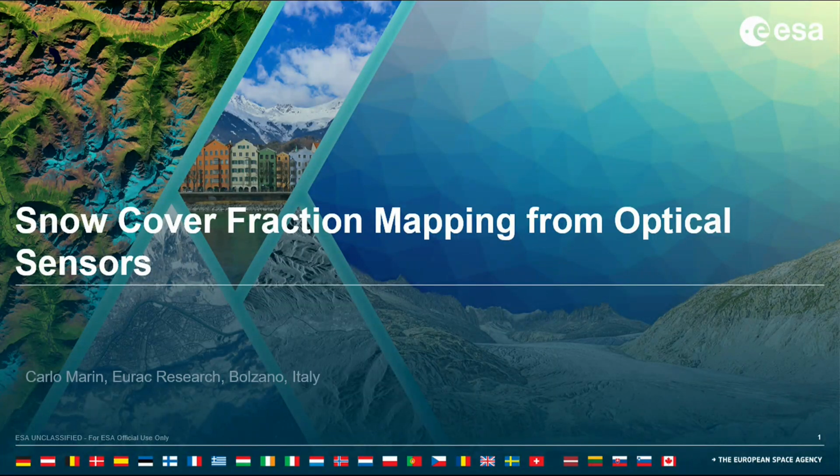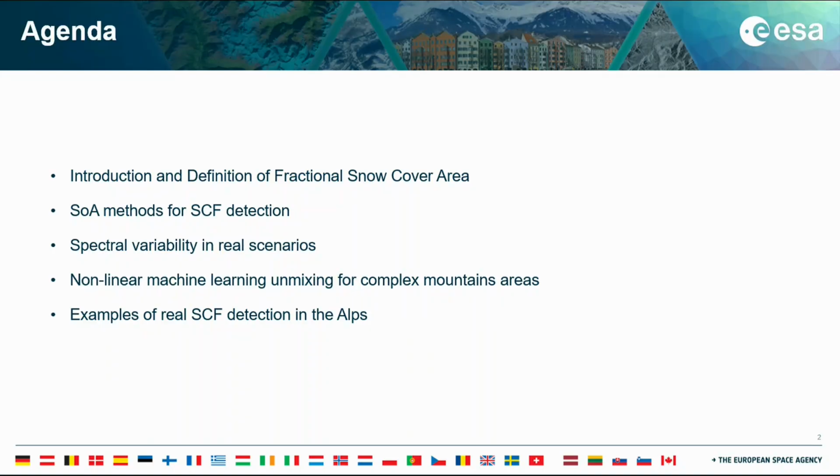And speaking about snow, we are going to see something related to the snow cover fraction mapping from optical data. I think you already saw something in the previous lecture that you had, but I think it's good to go a little bit over it again and see some definitions and a little bit of introduction of what the fractional snow cover area is. And then we will see state-of-the-art methods for doing this at different levels of complexity.